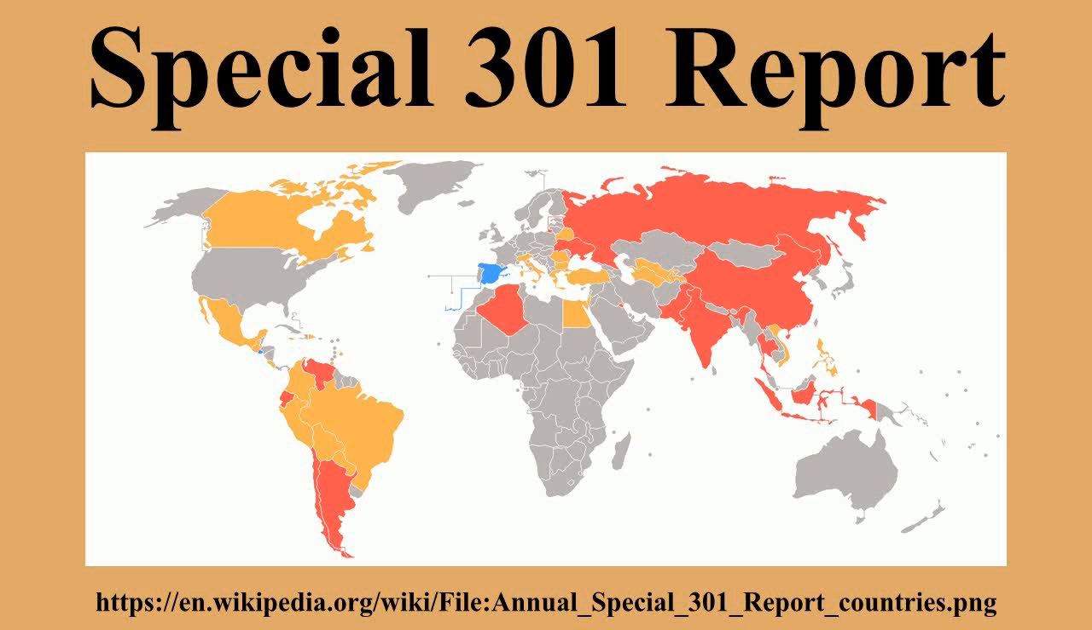Priority foreign country. A priority foreign country is the worst classification given to foreign countries that deny adequate and effective protection of intellectual property rights or fair and equitable market access to U.S. persons relying upon IPR protection under the Trade Act.